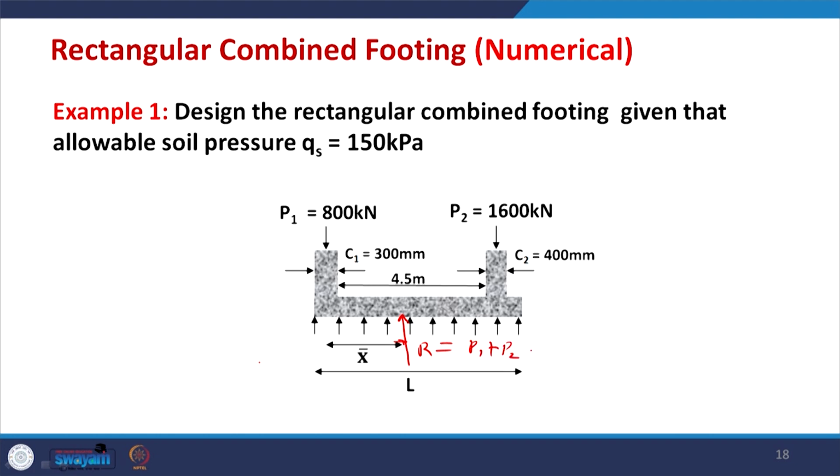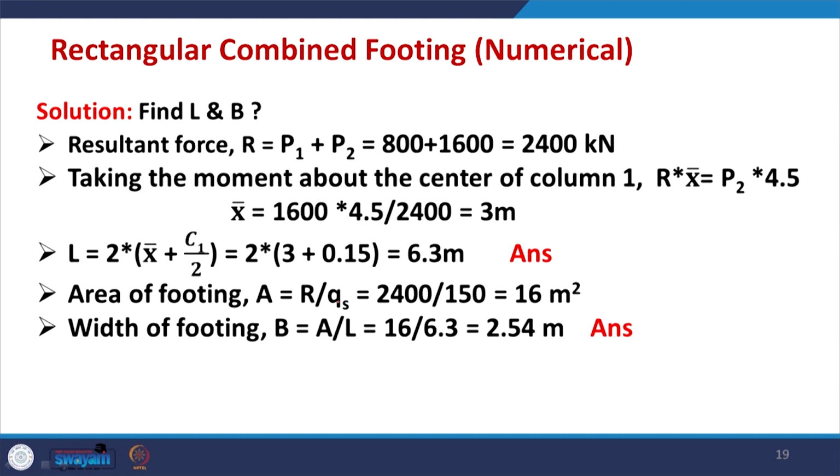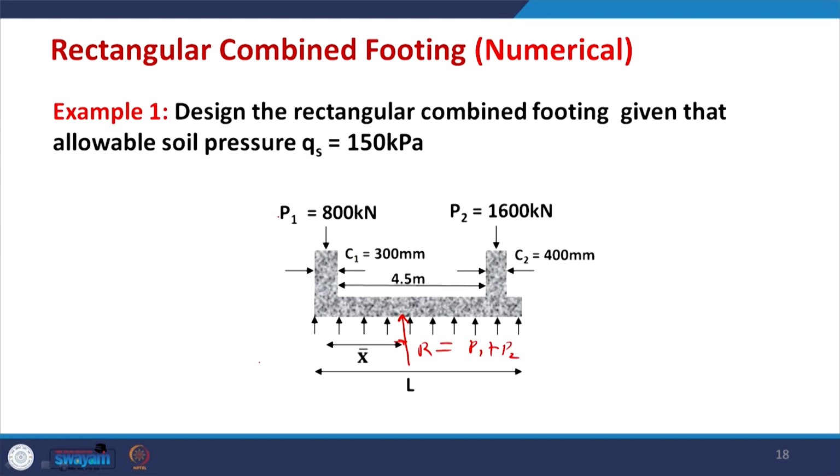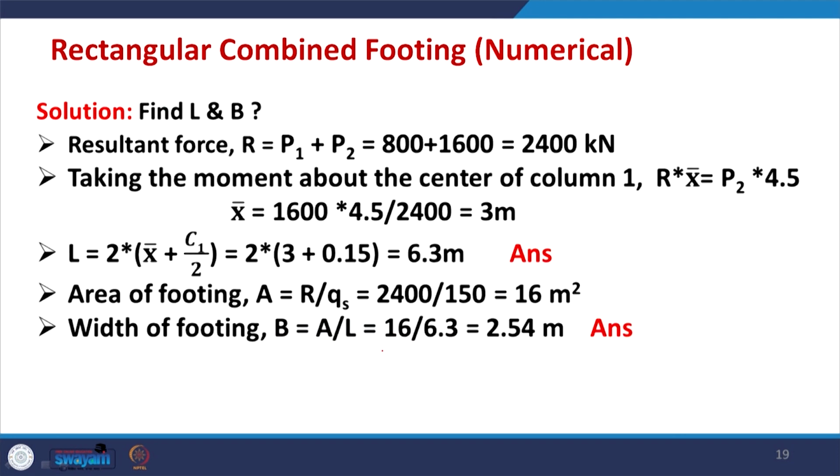If we take the moment of R about the center of the first column, R into x bar will be P2 into the distance between the two columns, so P2 into 4.5. R is known, P2 is known, so we can get the value of x bar, and x bar comes out to be 3 meter. Because this is the center of the footing, x bar is up to this point only, and then this distance is c1 by 2. So, c1 by 2 plus x bar, into 2, will give you the total length of the footing. The total length comes out to be 2 into (3 plus 0.15), so it comes out to 6.3 meter.